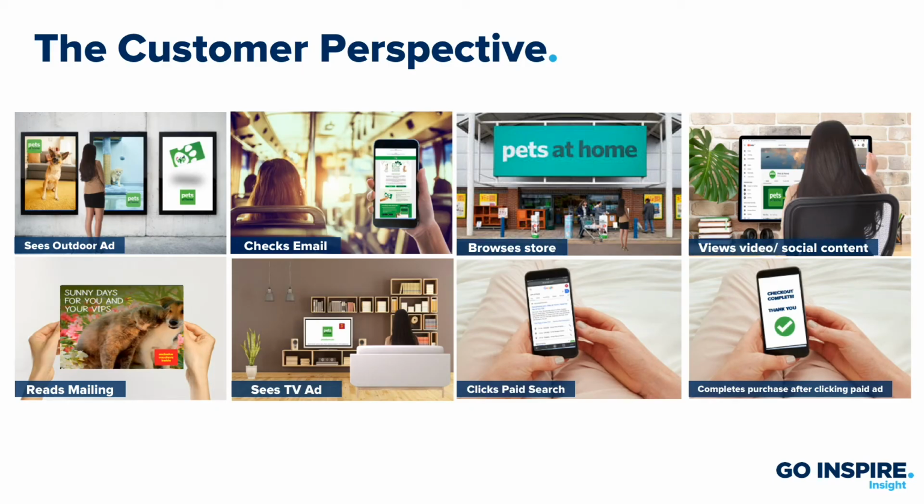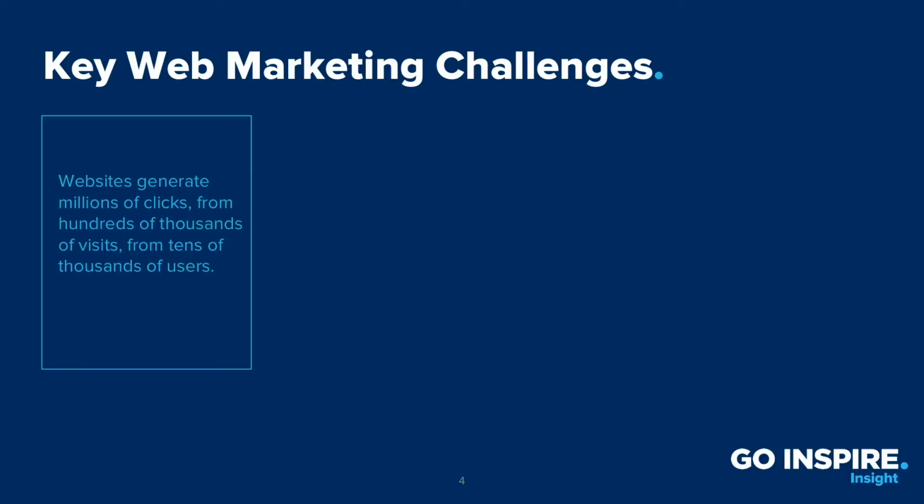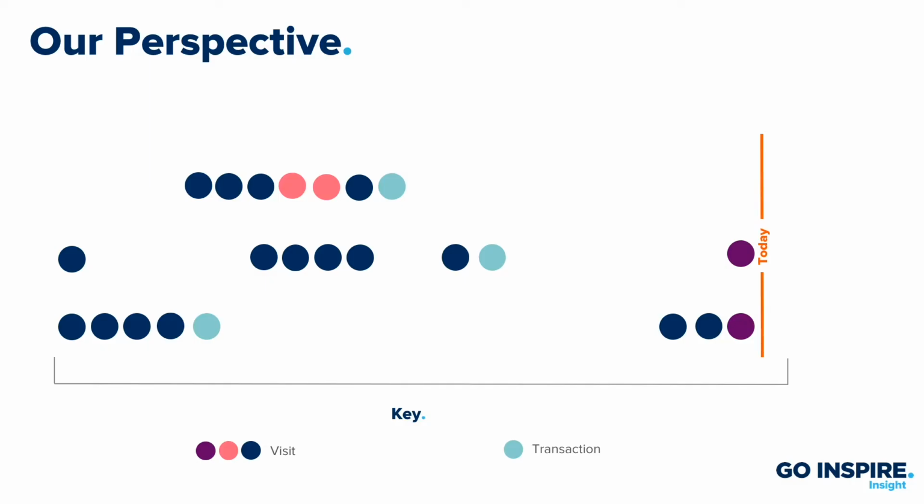From the customer's perspective, it's the same old story. They see lots of different adverts and lots of different mediums, online and offline, and all of these things go towards informing them and inspiring them to go on and make a transaction, whether that be in the store or on the website. From our perspective, that means that there's millions of website clicks that are happening and hundreds of thousands of visits from tens of thousands of users. We tend to see it in the same way that we've always seen it.